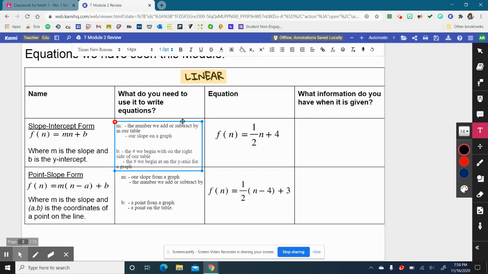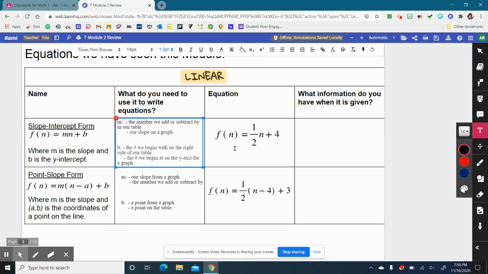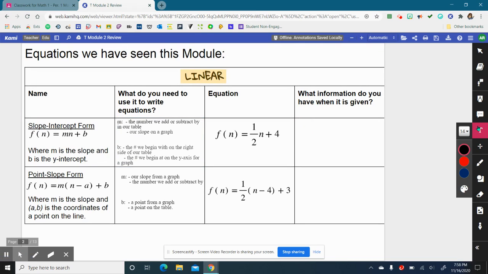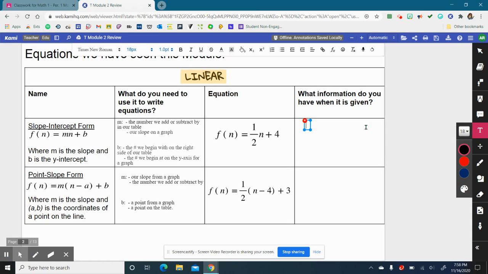Oops, that's a little bit hard to see, so I'll move that for you. Looking at this particular equation, we have f of n is equal to 1/2 n plus 4. When I look at this, I see that my m value is equal to 1/2. Right? That's the number in front of my n. The number in front of my n is my m value. It's my slope.